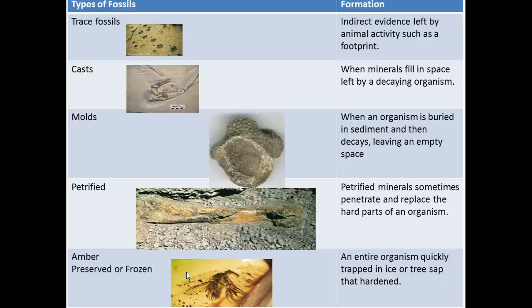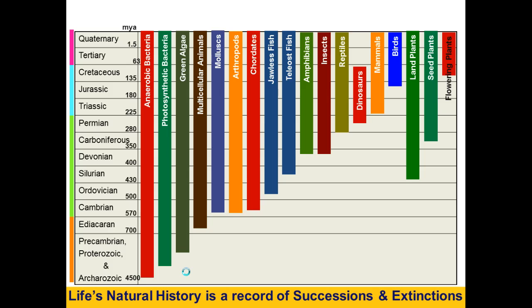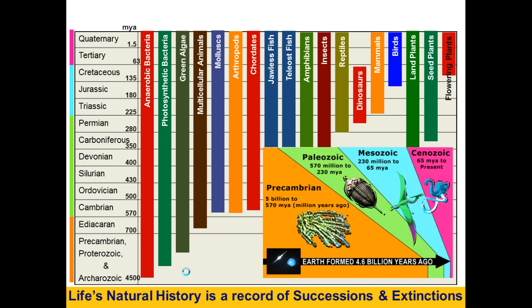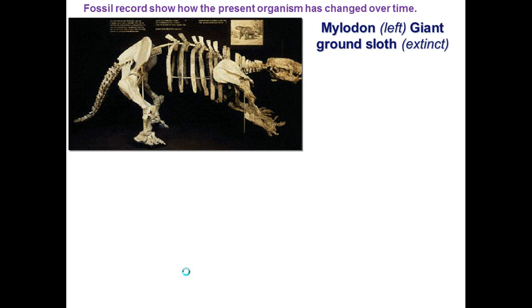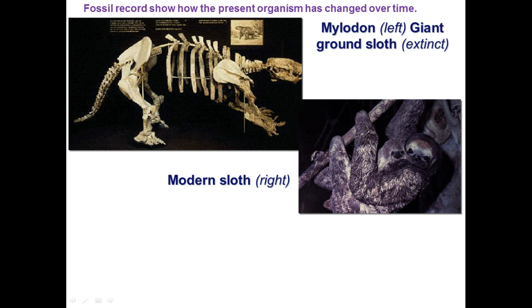Now it's really difficult to have fossil records of invertebrates that don't have bones, so there are a lot of gaps in the fossil record. Now if you look at life's natural history, you can see that there were a lot of successions and extinctions in the past compared to the present organisms. The fossil record also shows that present organisms have changed over time. For example, Darwin noticed the extinct giant ground sloth was much bigger compared to the modern sloth, which is much smaller.